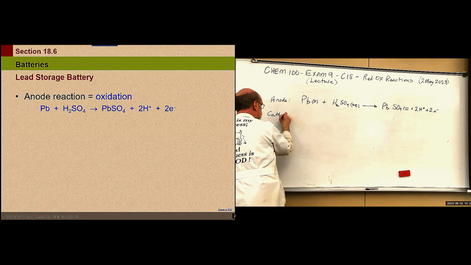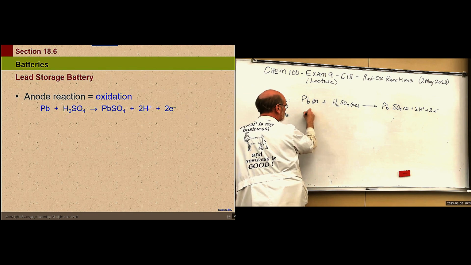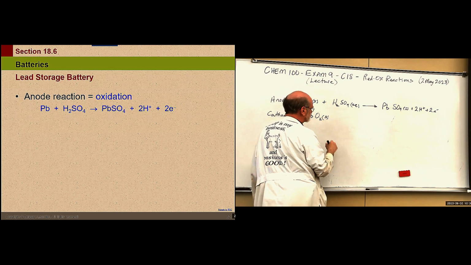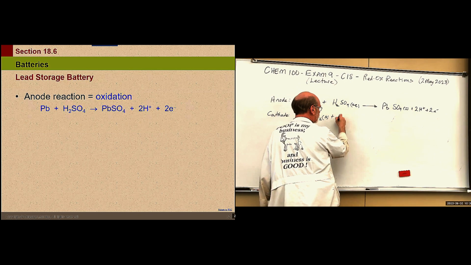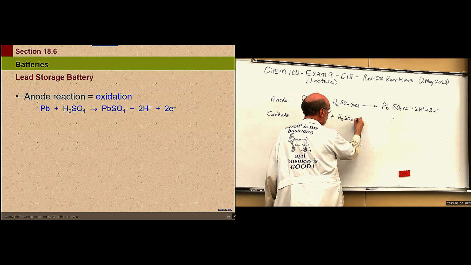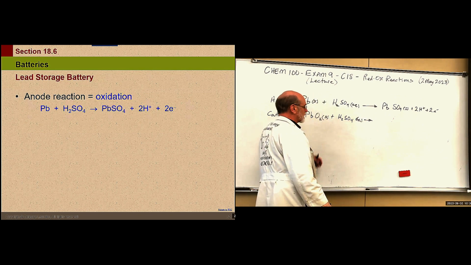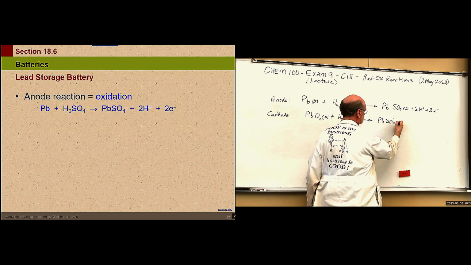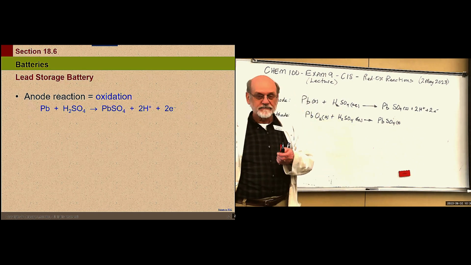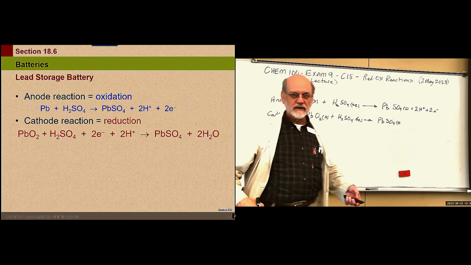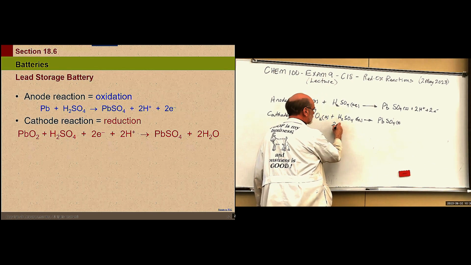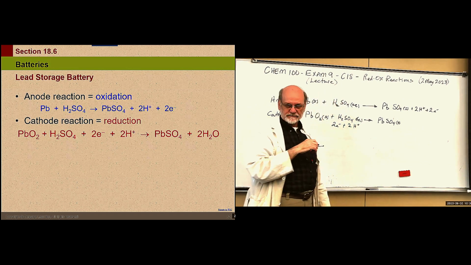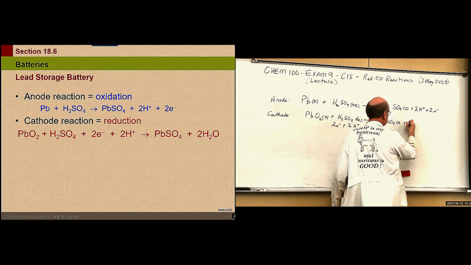The cathode uses lead oxide. Right? It's a solid. And it's also in sulfuric acid. Right? What does it produce? It produces the same product, lead sulfate. Only I left out the electrons. Two electrons and two hydrogens. Produces this plus water.